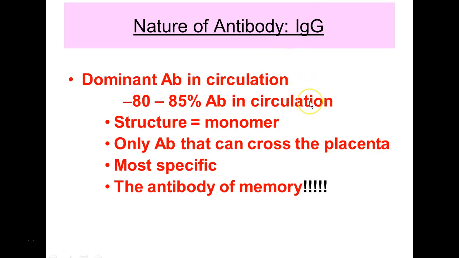IgG is the most abundant antibody in circulation. This structure is that of a monomer. It is the only antibody that crosses the placenta and will be given to the fetus. It is the most specific. It's the best of all antibodies. It is the antibody made by memory cells.